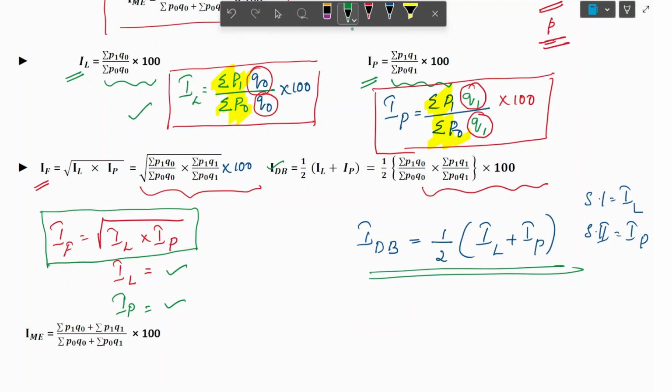First learn what is IL. IL, I told you, you are going to multiply by Q0 in the numerator and Q0 in the denominator with sigma P1, P0. This is the way to remember it, into 100. The same thing for IP, instead of Q0, here it is going to be Q1.